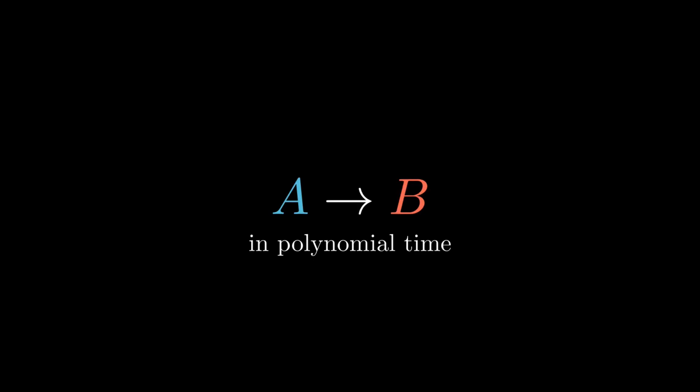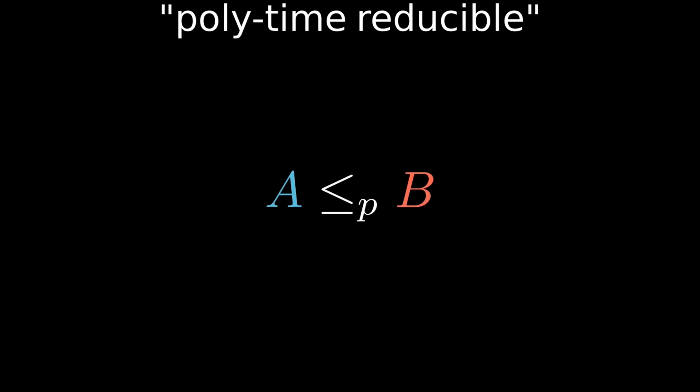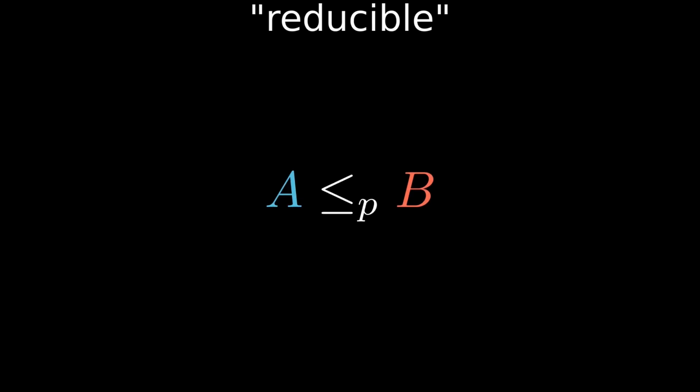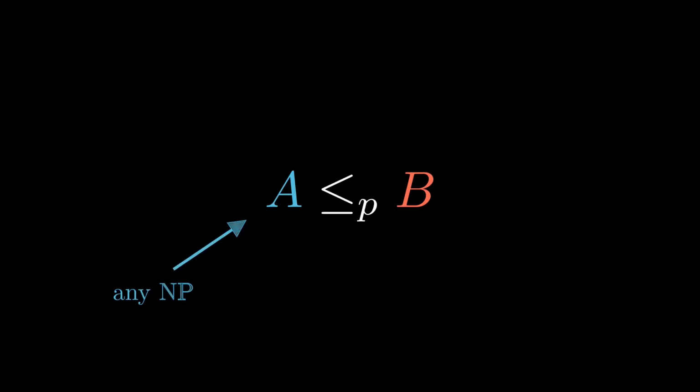So let's say that we have some problem, we'll call it A, and we can transform that into a different problem, which we'll call B, in polynomial time, as in like the class P that we've been talking about. If this is the case, we say that A is polynomial time reducible to B and write it like this, although usually we'll just say reducible. And it turns out there are some problems which any problem in NP is reducible to. And since this means they act like the hardest problems in NP, we call them NP hard.